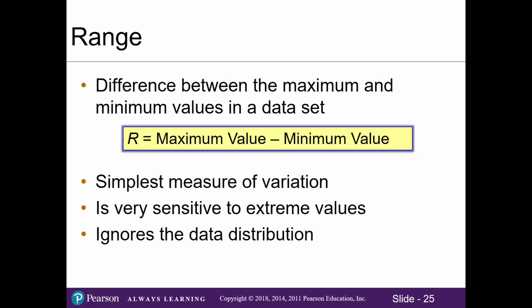So one measure that you might want to calculate is the range. To calculate the range, we take our largest value, or the maximum value, and subtract the minimum or smallest value. It's the easiest form of measurement, but the downside is that it is very sensitive to extreme values. So if you have a very large number or a very small number, but the majority of your data is somewhere in the middle, this range will get skewed. It also ignores how the data is distributed, or the shape.